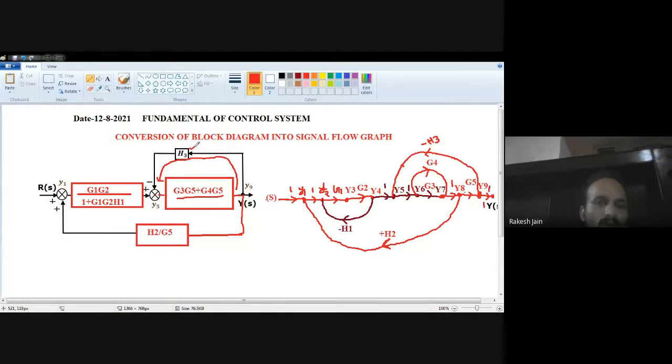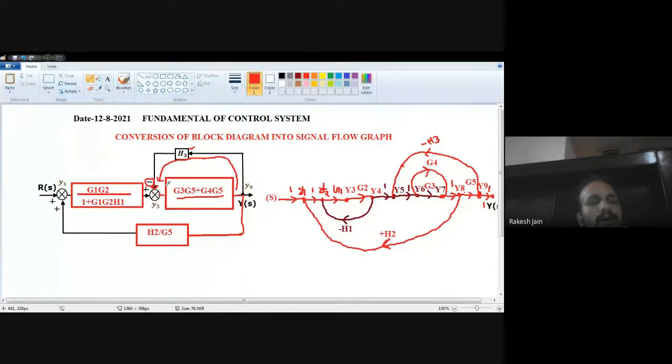So what is the rule? Forward gain divided by 1 plus or minus forward into feedback. This H3 feedback goes into the summing junction with a negative sign, so in the formula we use the positive sign.